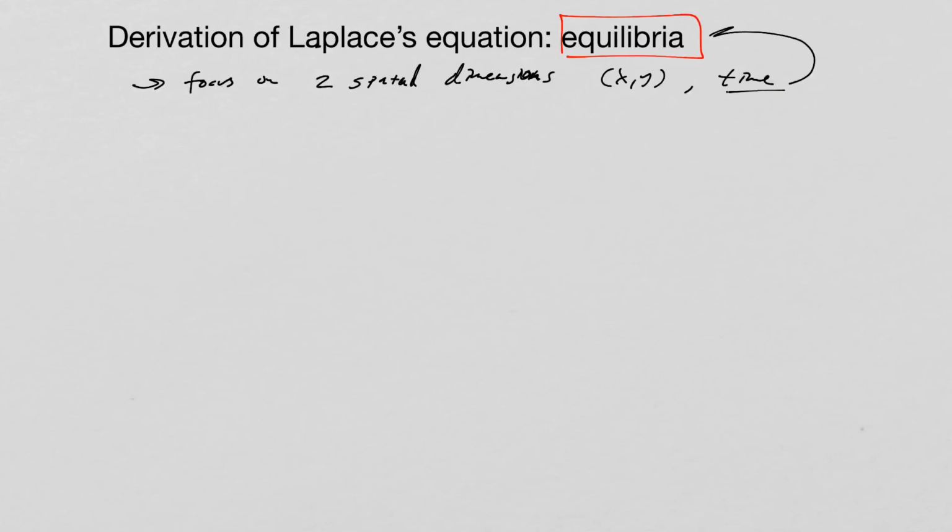So let's start with the equation we're going to do. We're really going to focus on two spatial dimensions. Okay, so we're going to have an x and a y, right? And then, of course, we're also going to have time. We're going to start with time, but eventually we're going to approach this from the perspective of equilibria. So the approach of an asymptotic behavior as time gets really, really large.